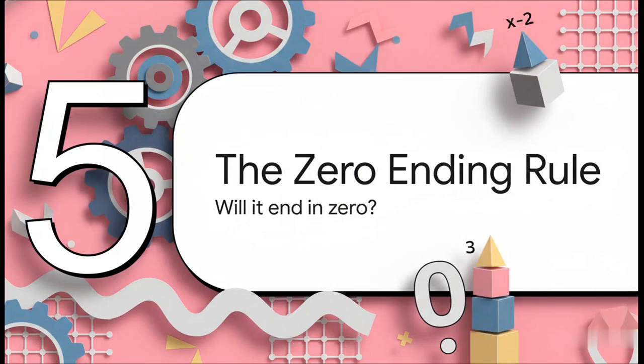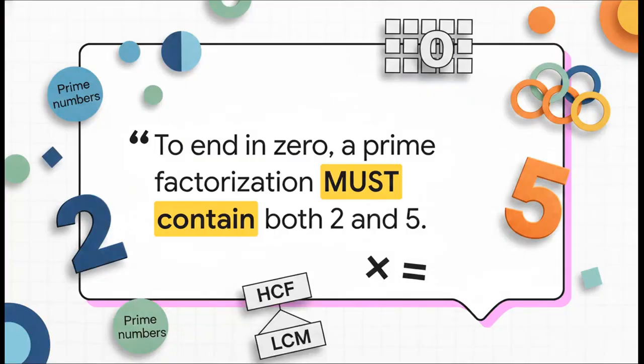Let's tackle another common curveball you might see. Figuring out if a number with a massive exponent will ever end in a zero. For instance, think about the number 6 to the power of n, where n is literally any natural number. Will that ever end in a zero? Well, this brings us to a completely non-negotiable law of mathematics. To end in zero, a prime factorization absolutely must contain both a 2 and a 5.